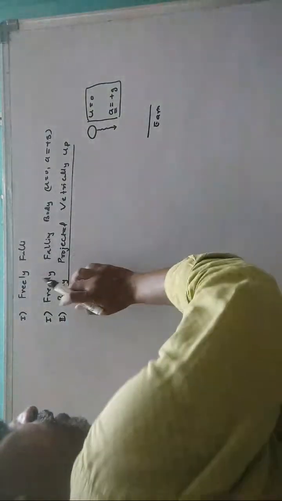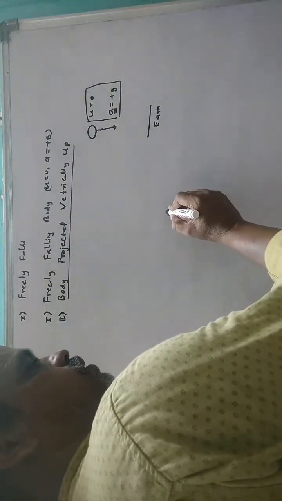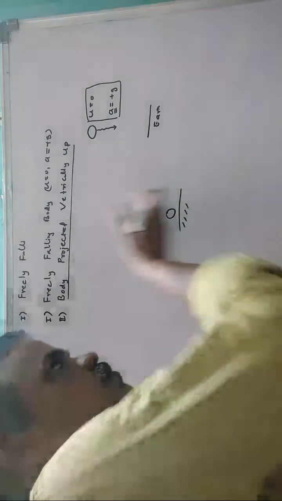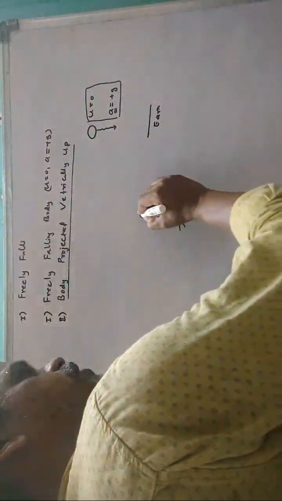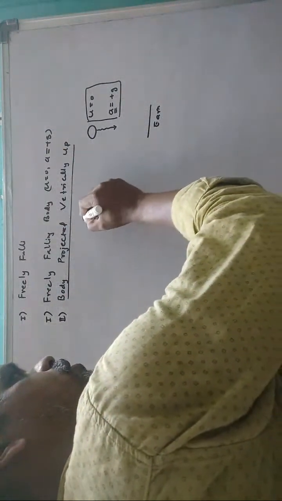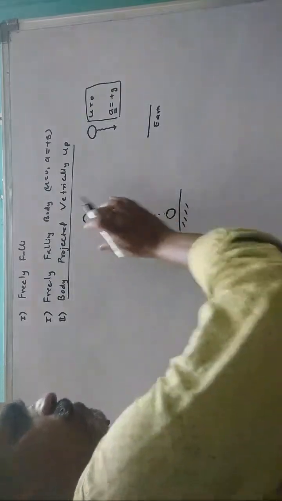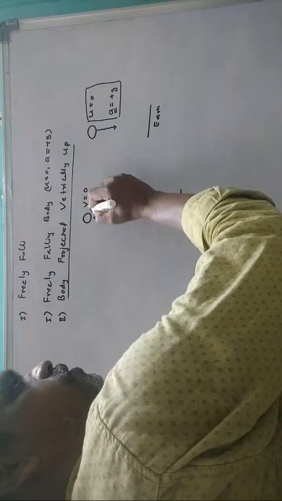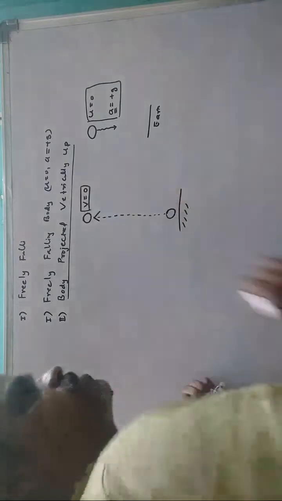But in the second case, we are projecting vertically up, so it will move like this. After reaching maximum height, the velocity of the body will be 0. This is the final velocity of the body, 0.